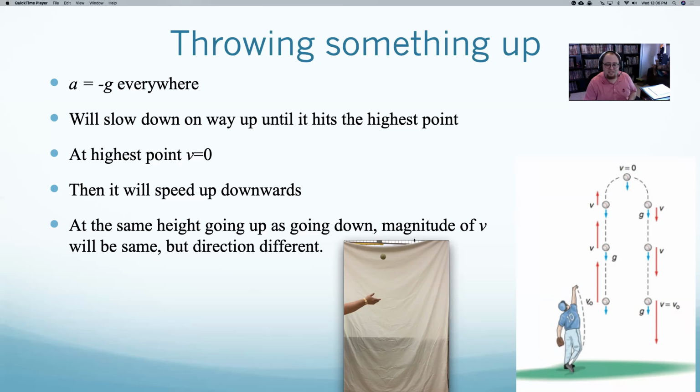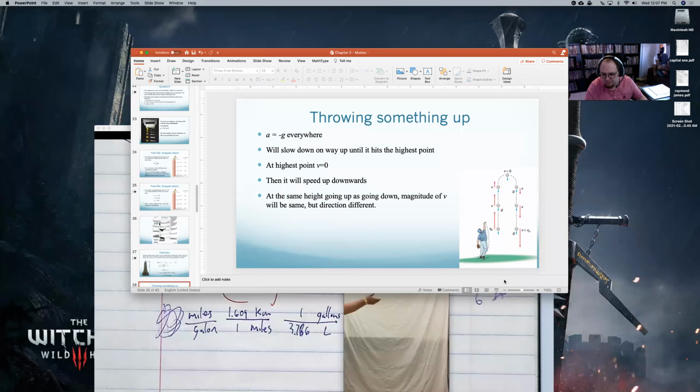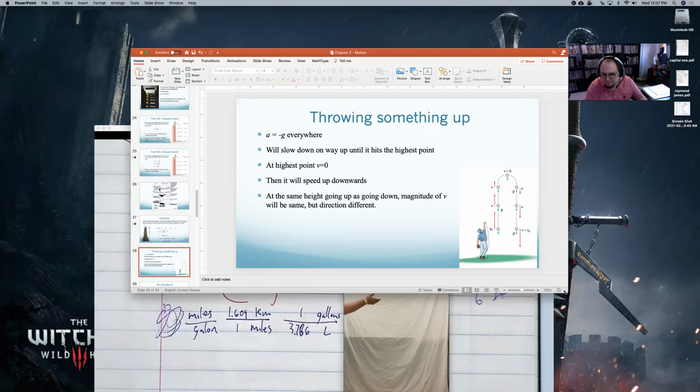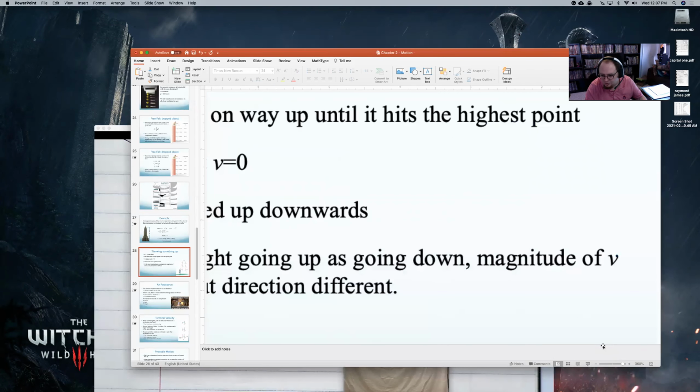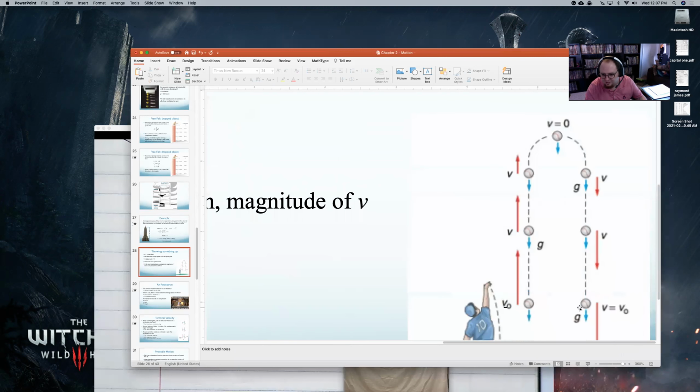Now, kind of interesting thing about this, since the acceleration is negative g everywhere, there's a weird line here, it's because it should be in a different spot. You get to watch me fix things, sorry. I don't know how this got moved.